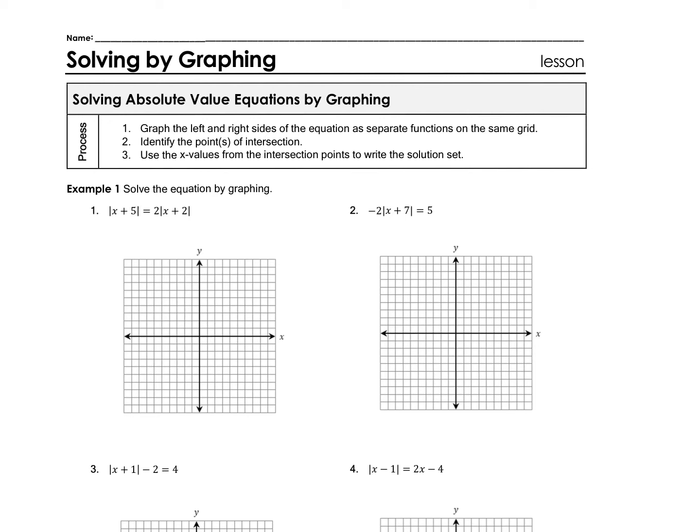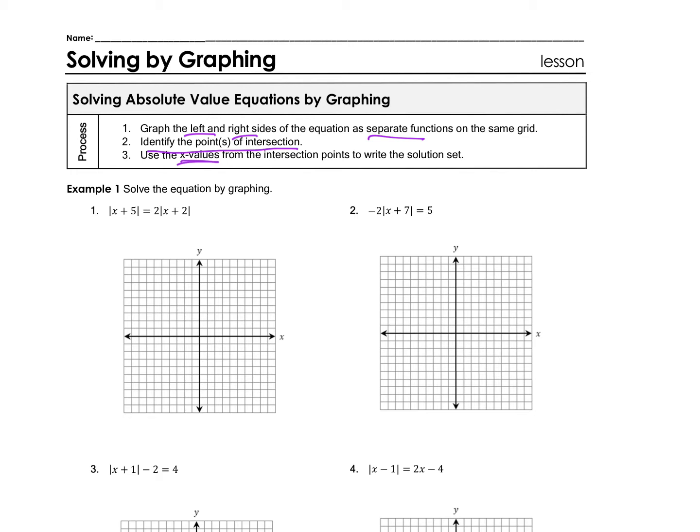Okay, on this lesson we're going to be solving our absolute value equations and then also inequalities by graphing. So we've been solving them algebraically, now we're going to graph them and solve them. The process says to graph the left side and the right side separately, and then identify the point or points of intersection. You're only using the x values because what we've been doing is solving for x. So you're looking for those x values.